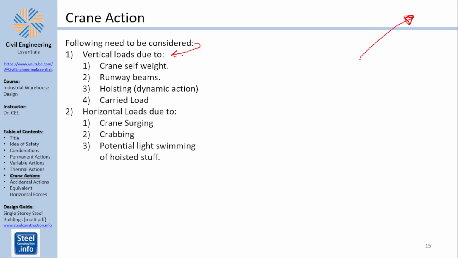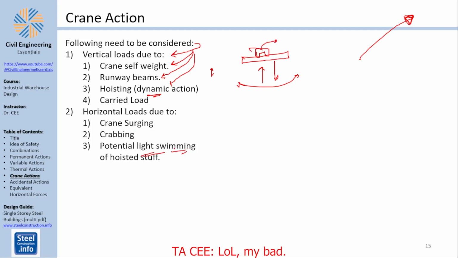Cranes do produce vertical loads due to the crane self-weight itself, the runway beam, and the hoisting dynamic action, because when you lift something, you apply more forces. And there is not only a vertical force, but also a horizontal force, because the crane itself surges. There is crabbing. Crabbing is like a crab, a sideways movement of the crane, and there is also potential for light swinging of hoisted stuff.